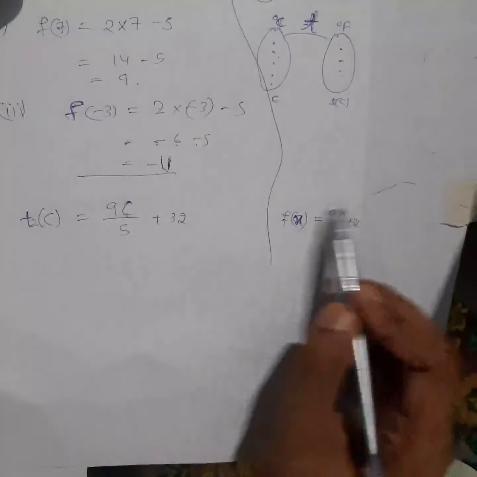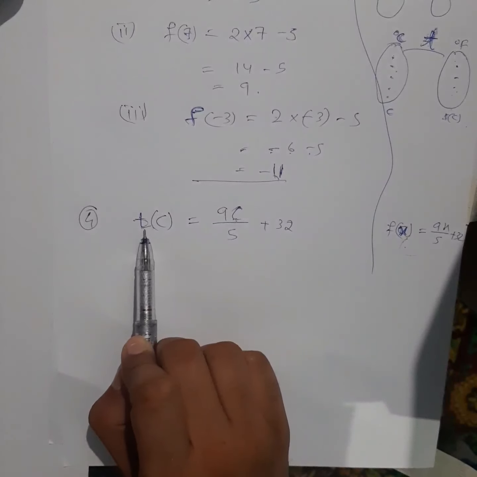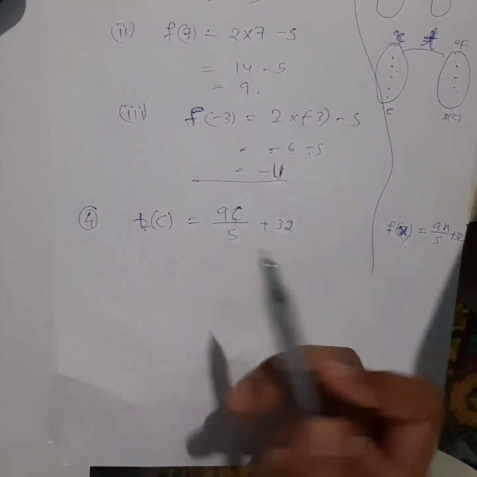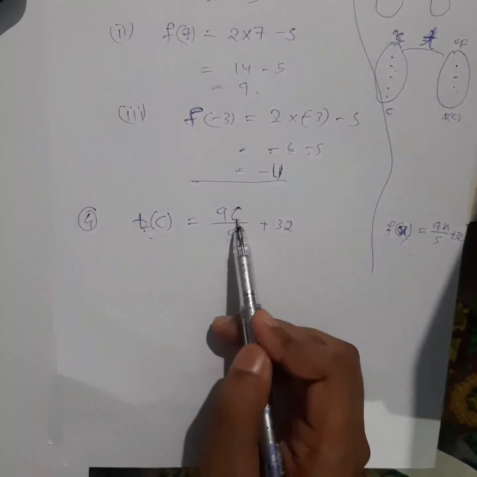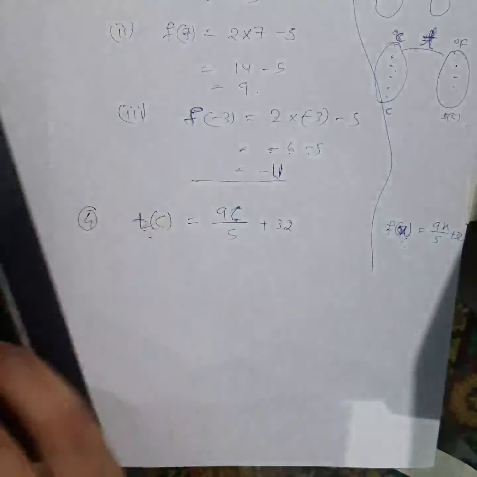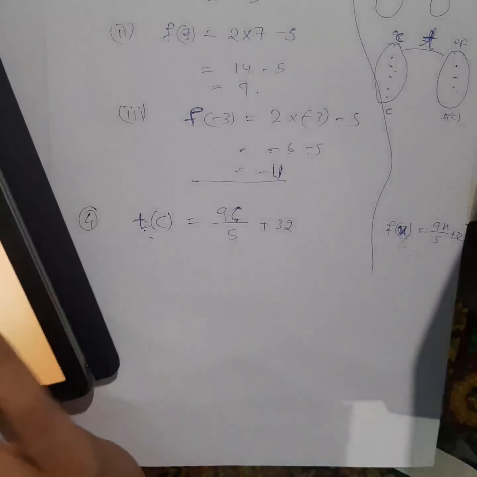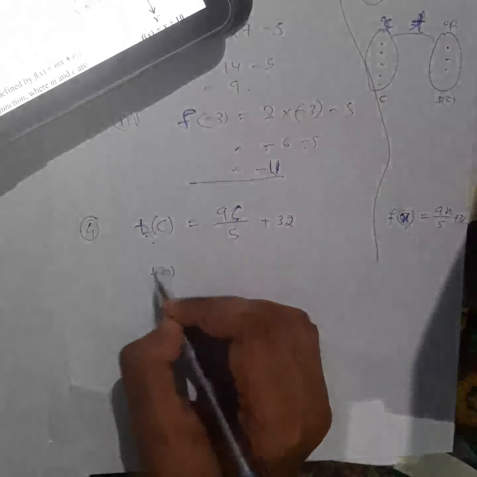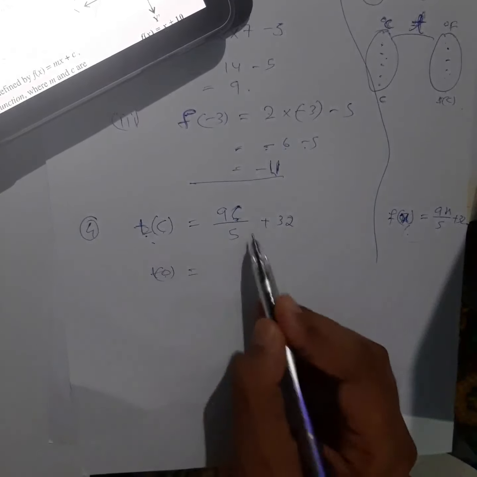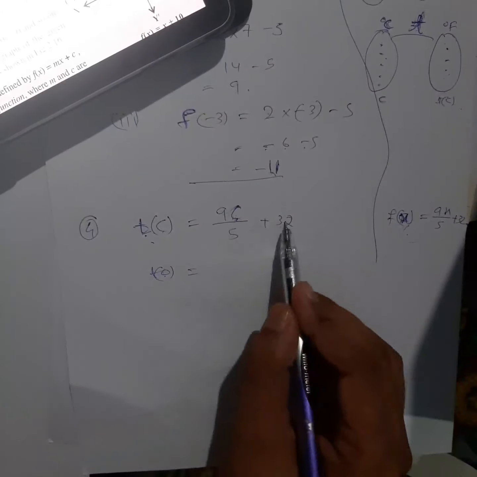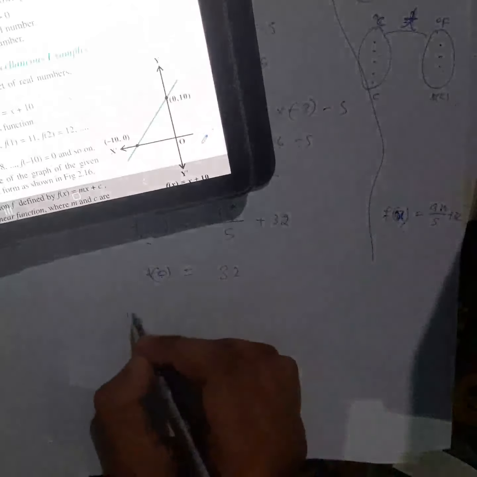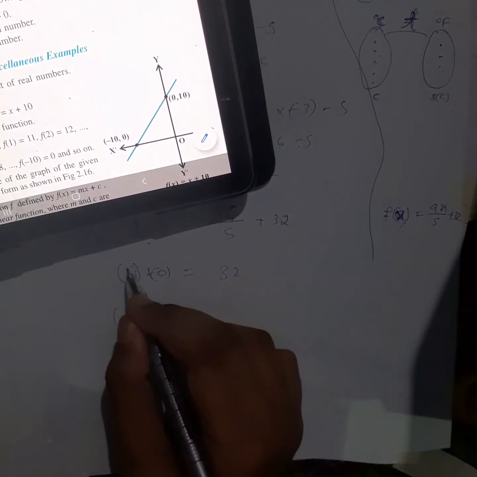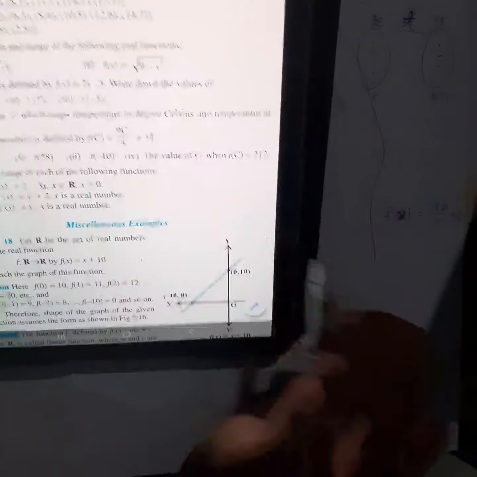It's similar to your previous problem, only this time the letter they have used is different, okay? In place of f, they have used t, and in place of x, it is defined by c. Now what they have asked you to find here is t of 0. So similar to your previous question, right? T of 0 you can find out, in place of c it is 0. So here if you put 0, it will be 0 totally, so it will be 32, okay? Number 2, 3 you find out the same way, 4 also you can easily find out.